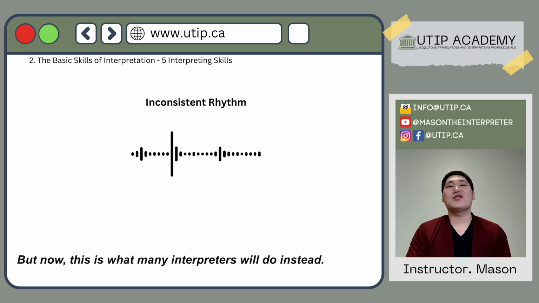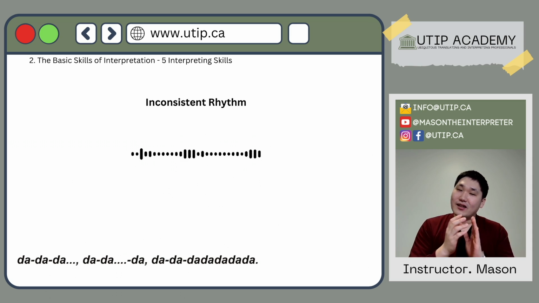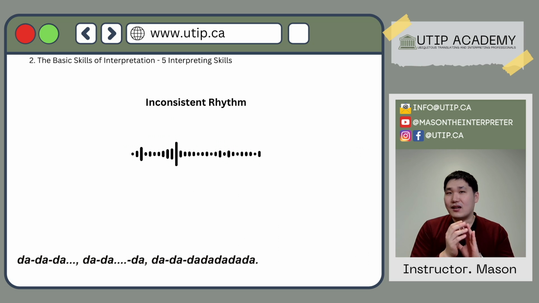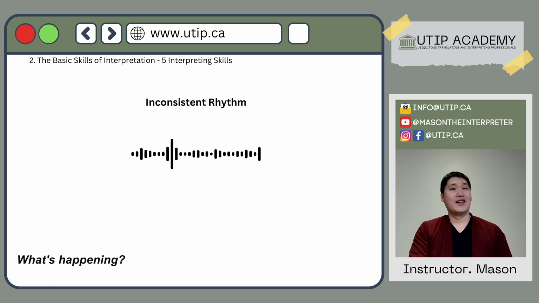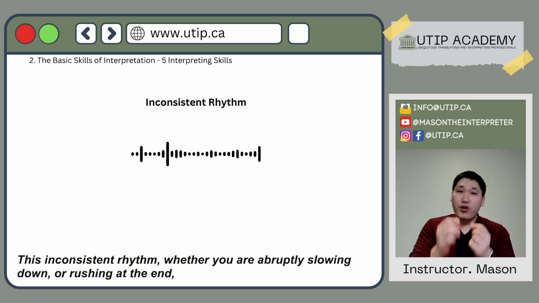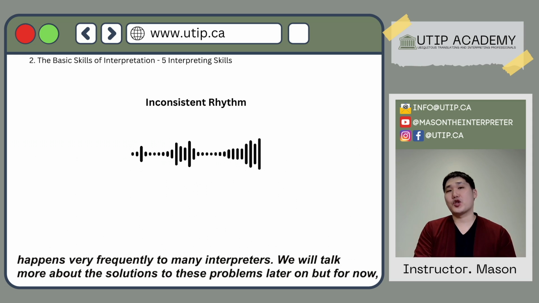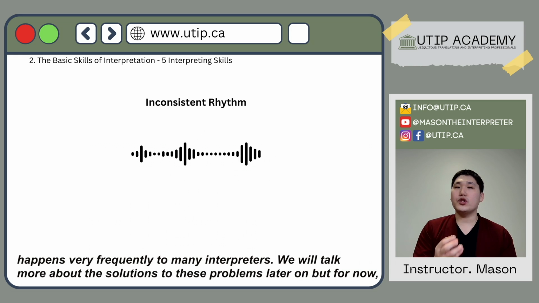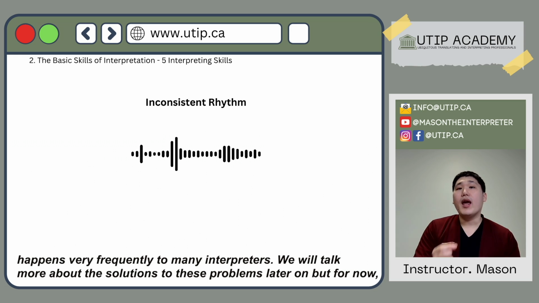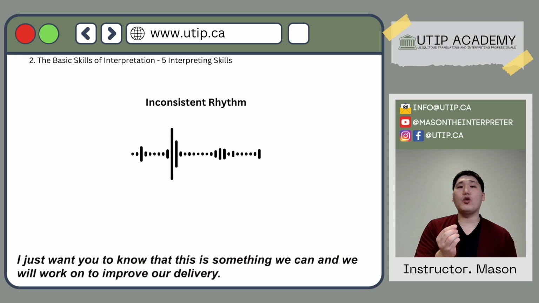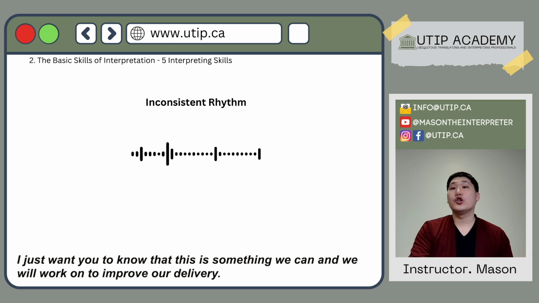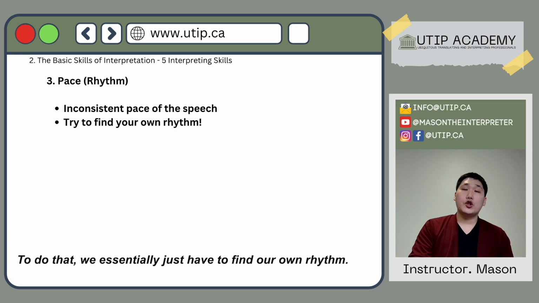But now, this is what many interpreters will do instead. Da da da, da da da, da da da da da da. What's happening? This inconsistent rhythm, whether you are abruptly slowing down or rushing at the end, happens very frequently to many interpreters. We will talk more about the solutions to these problems later on, but for now, I just want you to know that this is something we can and we will work on to improve our delivery. To do that, we essentially just have to find our own rhythm.